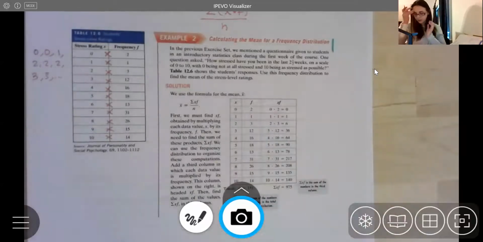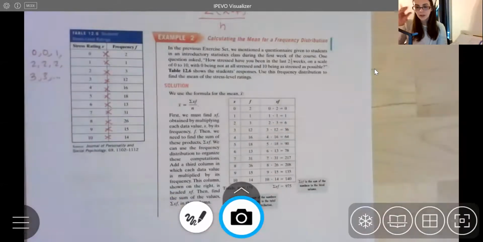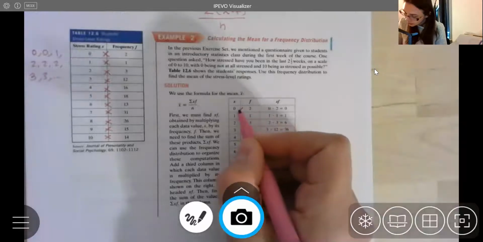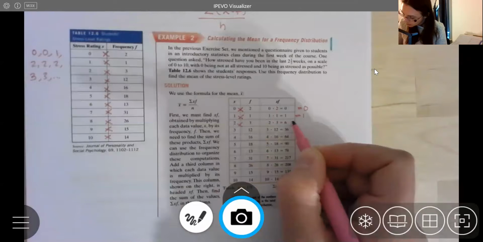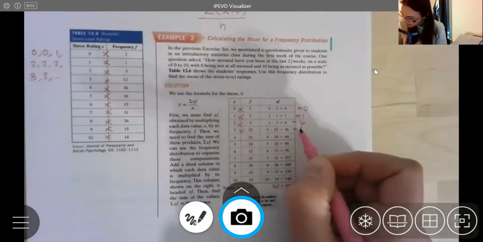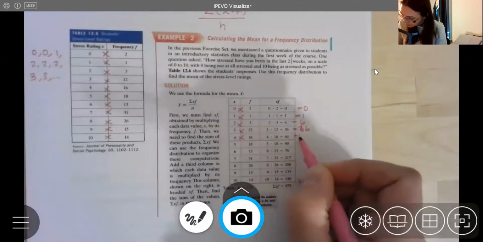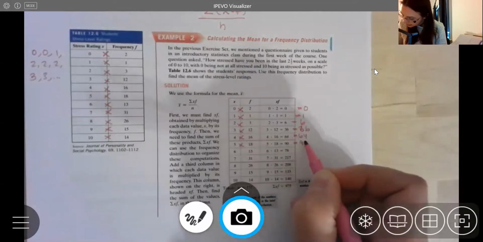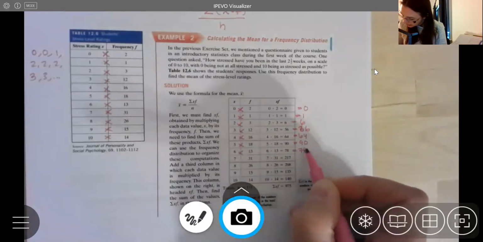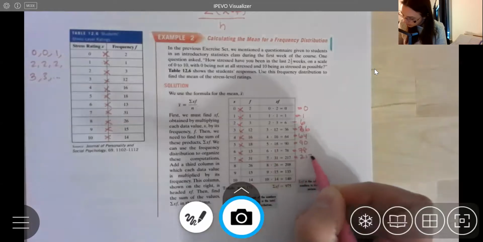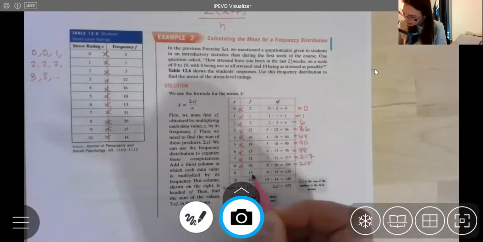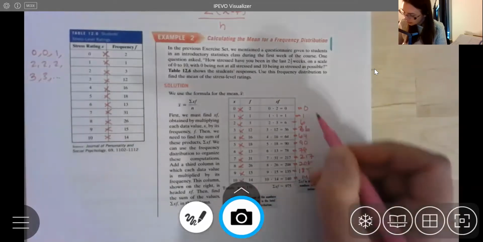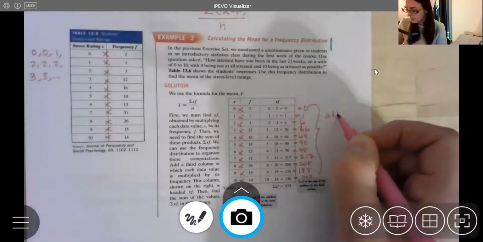So you can see that it was started here. So I kind of have part of the solution copied in because it's a lot just to write out. But we're doing 0 times 2, which is 0, 1 times 1, which is 1, 2 times 3, it's 6, 3 times 12, it's 36, 4 times 16 is 64, 5 times 18, 90, 6 times 13 is 78, 7 times 31 is 217, 8 times 26 is 208, 9 times 15 is 135, and 10 times 14 is 140. And then what you do next is you're going to add these up.